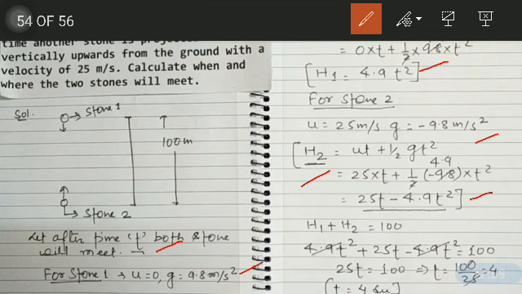As we know, both are covering the height, and together they are going to cover a height equivalent to 100 meters. So h1 plus h2 equals 100 meters. This is the height of the tower. So placing the values of h1 and h2 in this equation and calculating for time, the time came out to be 4 seconds.